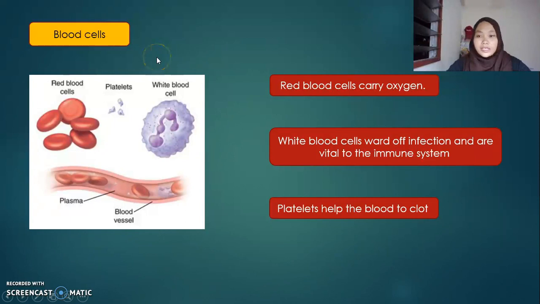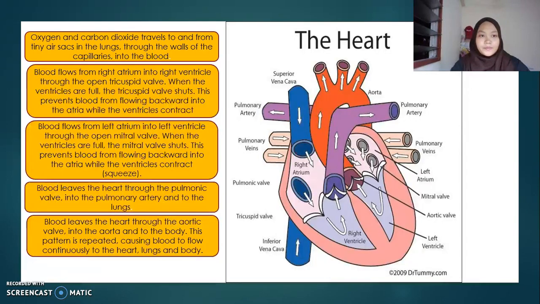Blood cells can be categorized into three major types: red blood cells, platelets, and white blood cells. Red blood cells carry oxygen, and white blood cells ward off infection and are vital to the immune system. Platelets help the blood to clot if the animal is injured, so that it cannot lose too much blood during injuries.